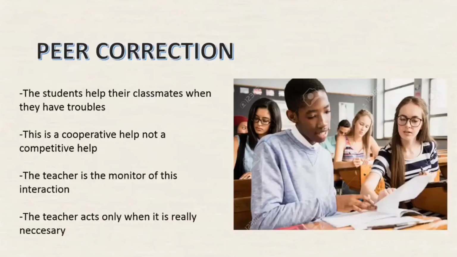Silent way techniques. The technique used in the silent way is peer correction, where the students help their classmates when they have troubles in grammar, speaking, and other skills that they have to develop. But this must be done in a cooperative way, not in a competitive way, because they are the ones responsible for acquiring the knowledge themselves. The teacher is the monitor of the process, where he can intervene when something needs help and only when it is really necessary.